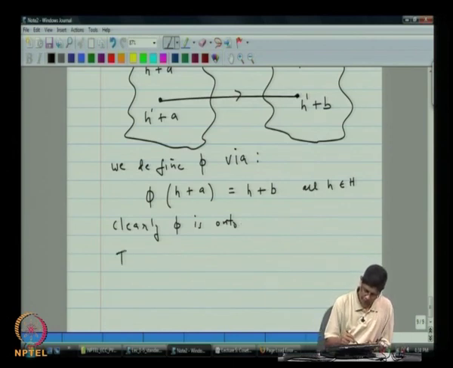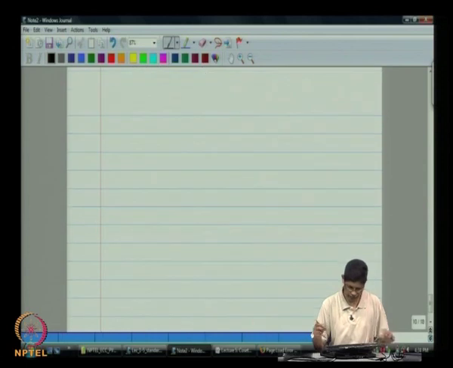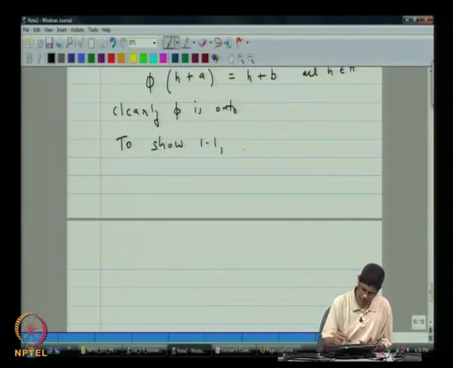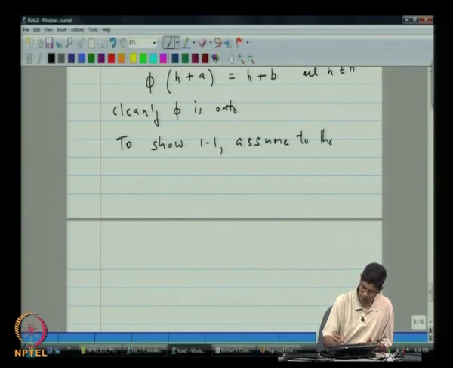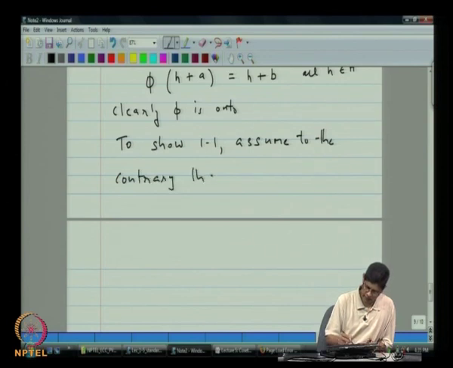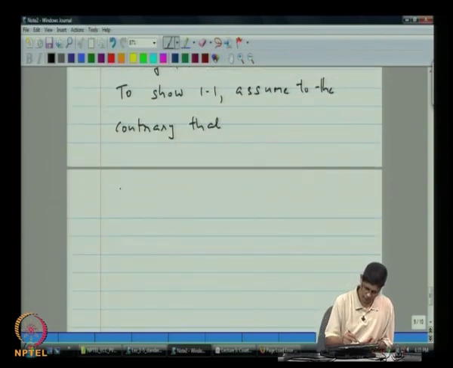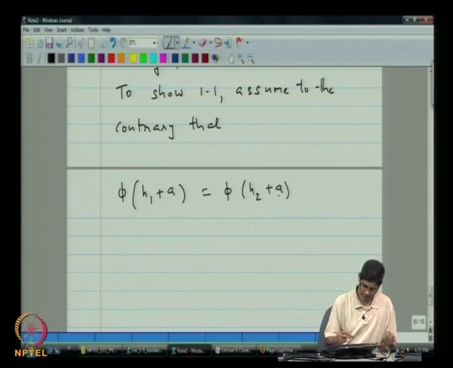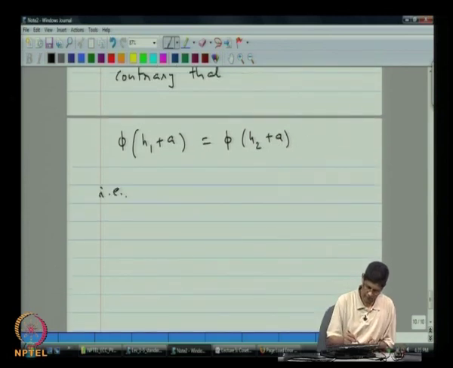To show one-to-one, assume to the contrary that phi of H1 plus A is equal to phi of H2 plus A, i.e. H1 plus B is equal to H2 plus B.